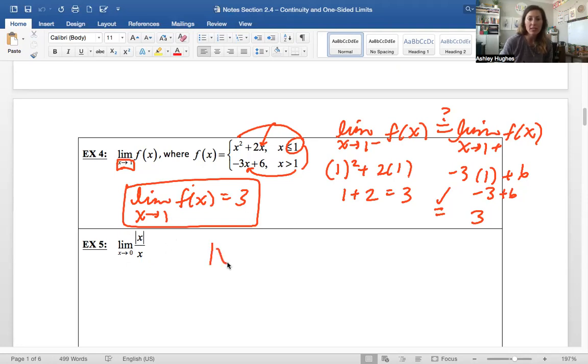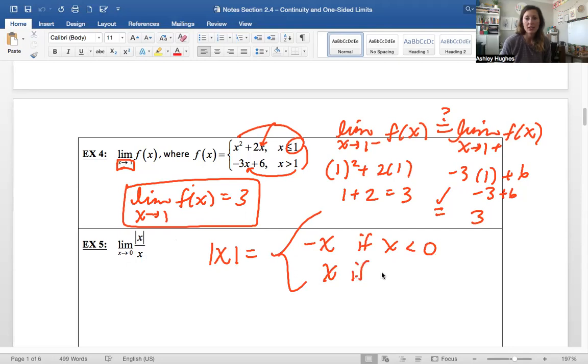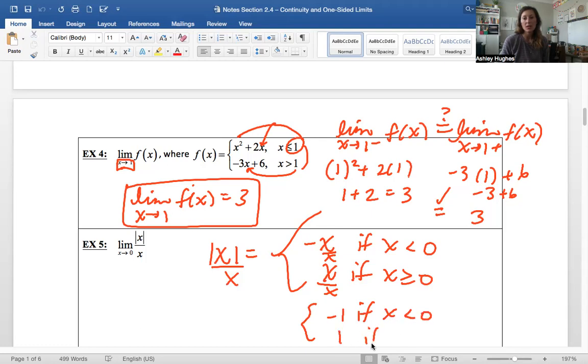The absolute value of x is technically a piecewise function. It's the line negative x if x is less than 0, and x when x is greater than or equal to 0, okay? So if I made this a piecewise function and divided each of these by x, that means this function would look like negative 1 if x is less than 0, and 1 if x is greater than or equal to 0.